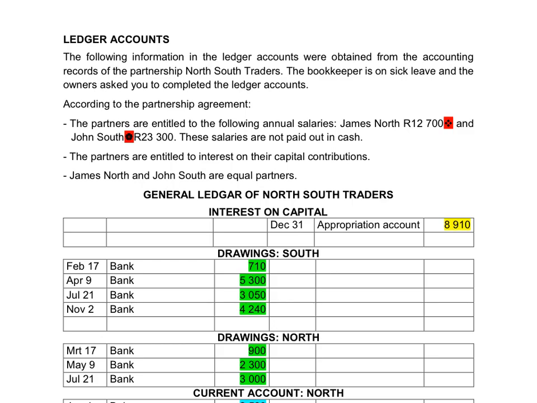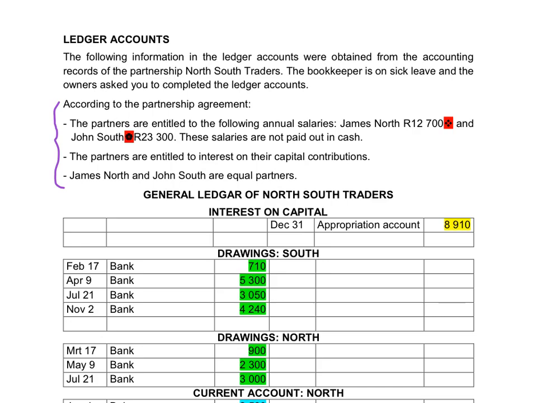The following information was obtained from the accounting records of North-South Traders. The bookkeeper is on leave and they asked you to complete the ledger accounts. First of all, they give us the information in the partnership agreement. They've completed the profit and loss account and determined the net profit, and we have to do the rest of the entries to complete the salaries and the interest and the profit that the owners will get.